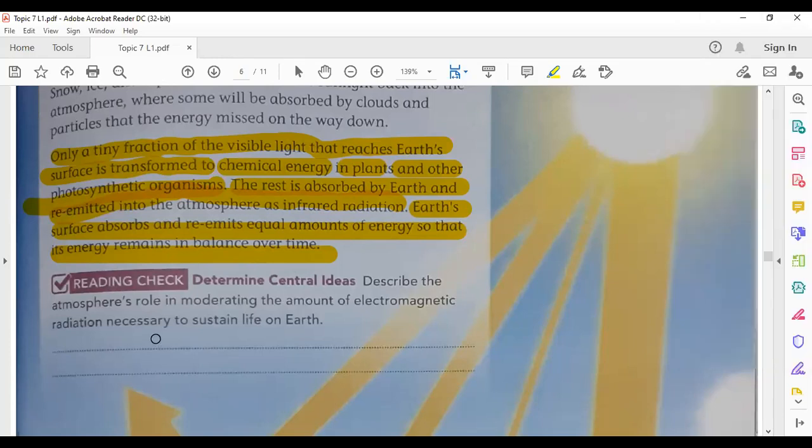By the way, your answers are good. It allows visible light to reach. It allows enough energy that sustains life, like the visible light, and also blocks the radiation that is harmful. Write the answer, please.